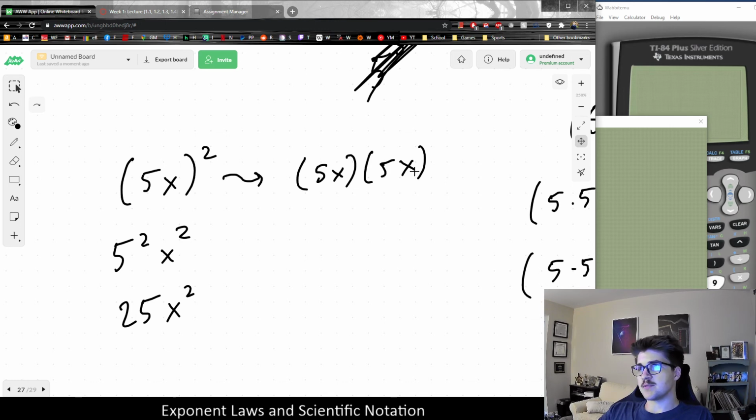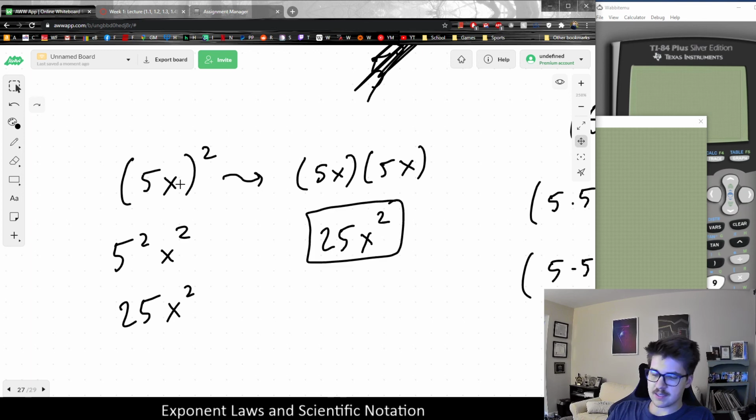And if I have 5x times 5x, of course I could multiply the numbers together because I know what those are, and I can multiply the variables together because I don't know what those are. And of course, x times x is always x squared, because that's what squaring means, when I have the same thing multiplied together.